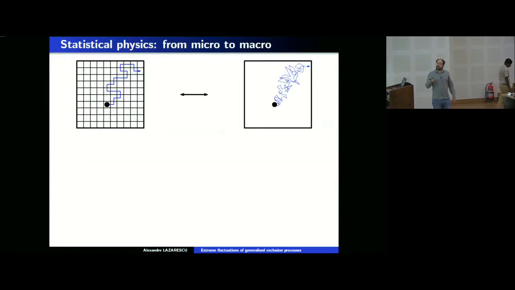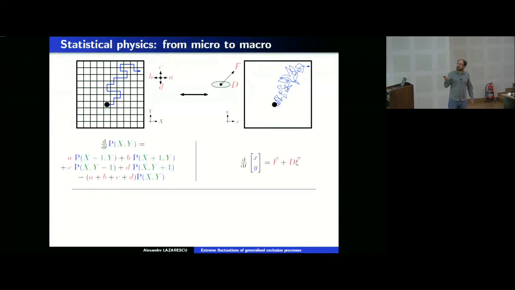So very, very generally speaking, the central question in statistical physics is how to go from microscopic dynamics to macroscopic behavior of that model when rescaled in some appropriate way. So the most simple case is to just consider a random walk on a lattice. And as you know, if you zoom out and rescale things appropriately, what you see is a Brownian motion.